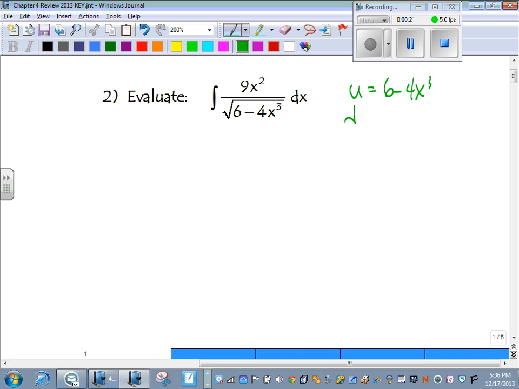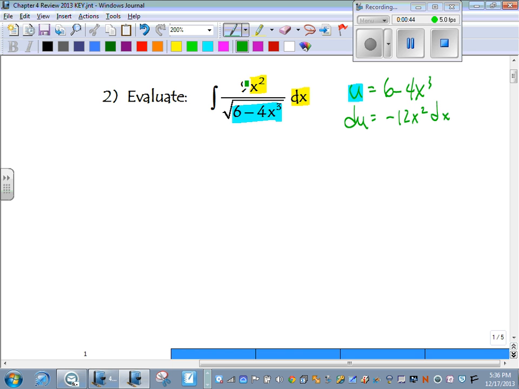So that means our du is going to be the derivative of this, which would be negative 12x squared, times dx. So we can see that this is going to become our u, and then we need to make sure that everything's in place for our du. We have the x squared and the dx, but we're missing the negative 12, and there's a 9 in here.